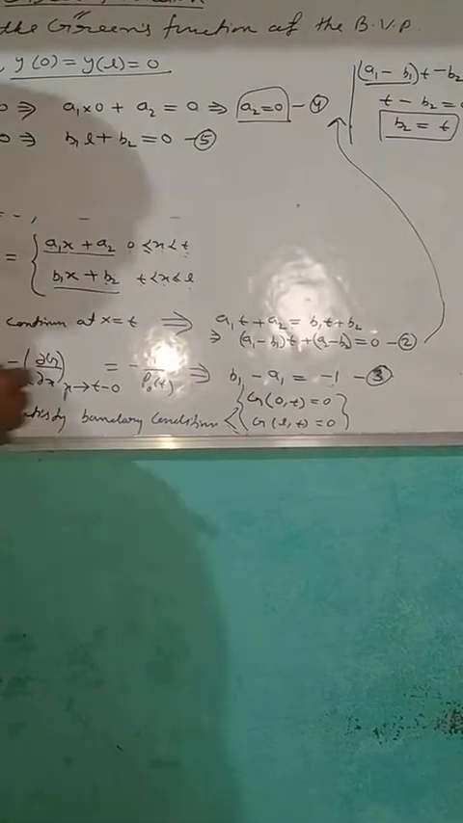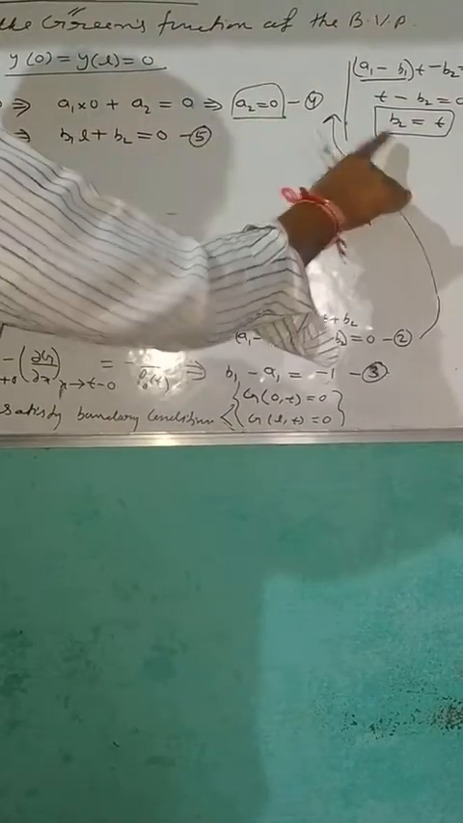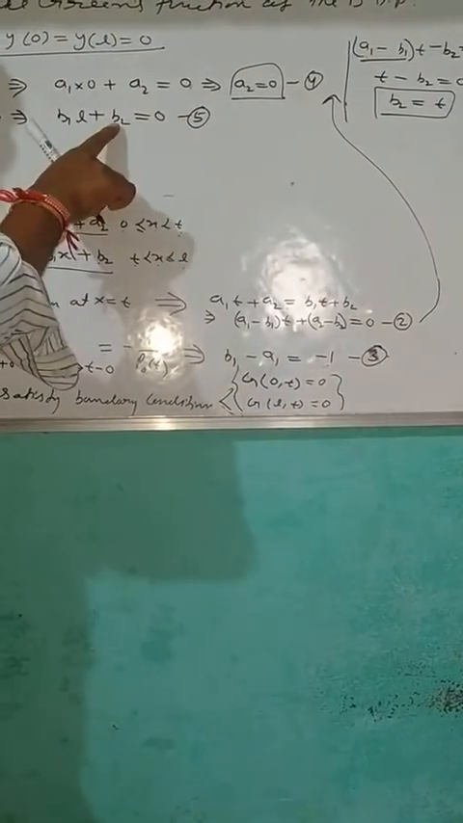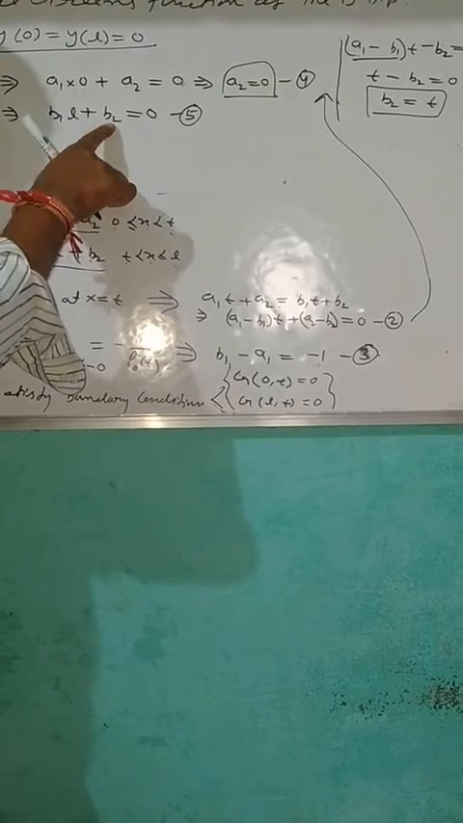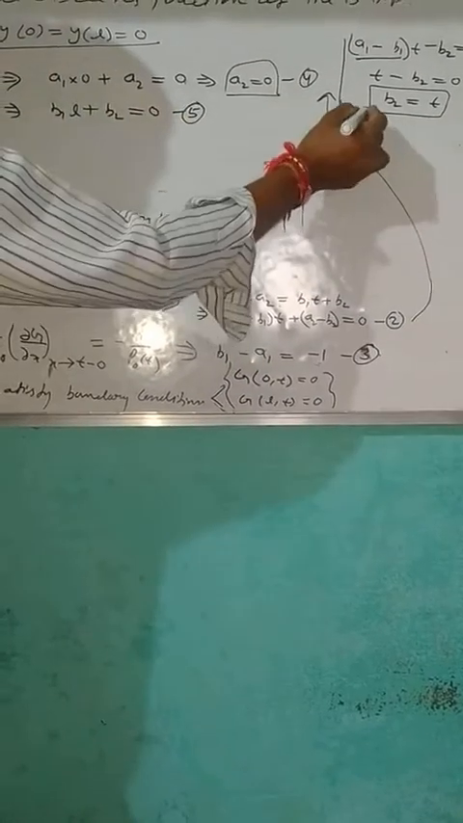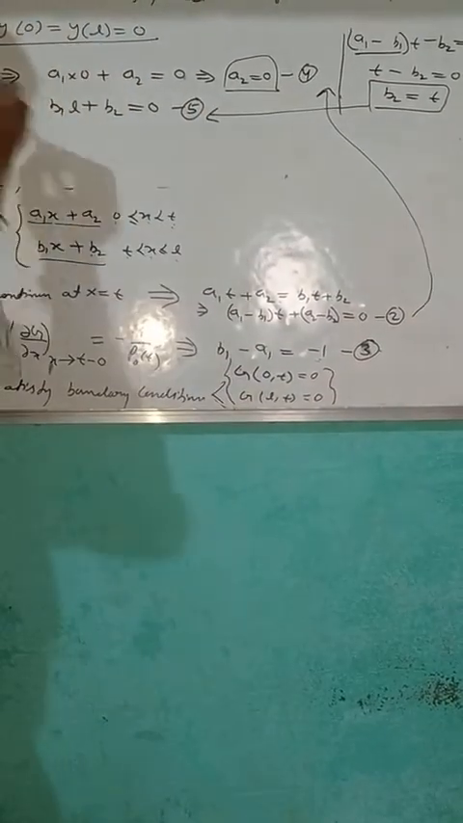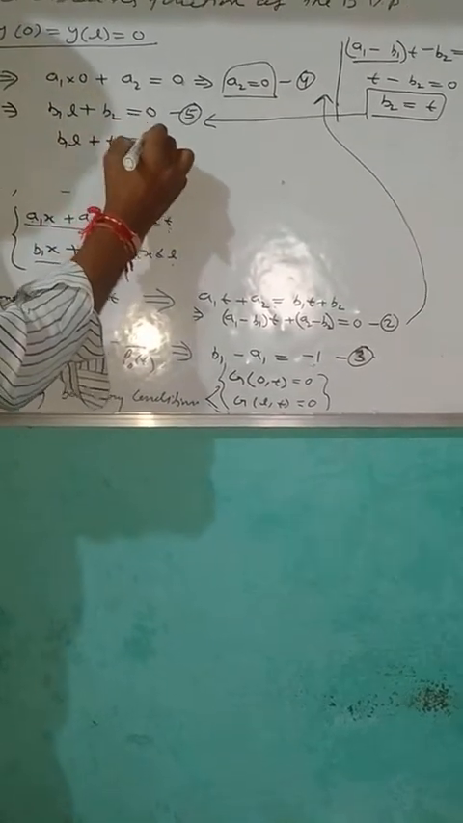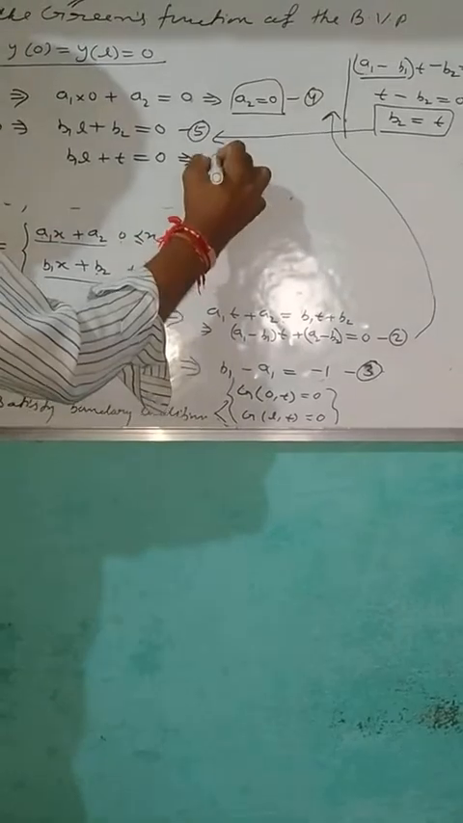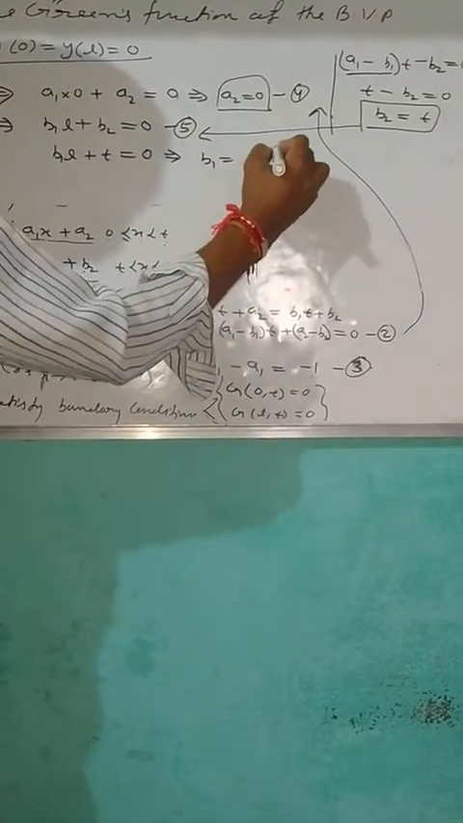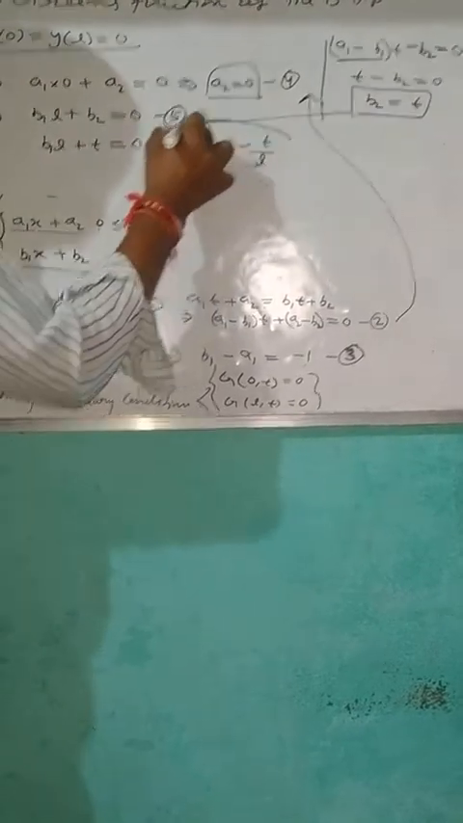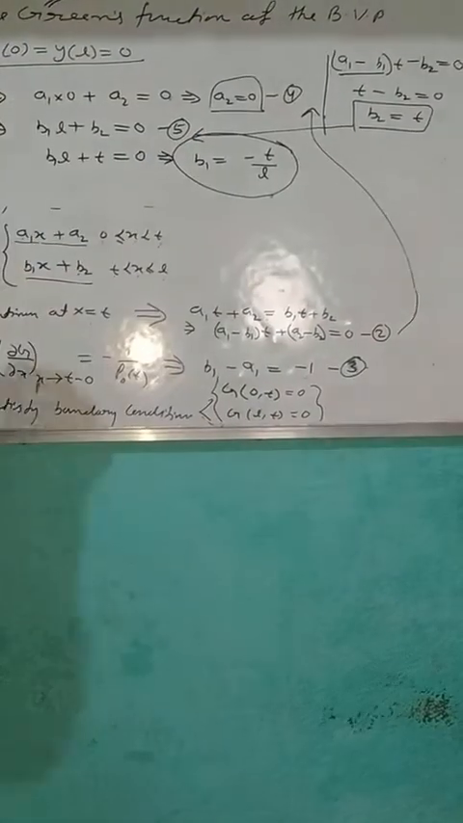And the third condition is we have the value of a2 and b2, and we can put the value of b2 from here, and we can find the value of b1 from this equation. Then this is applied in equation number 5. Then b1 L plus value of b2 is t equal to 0. It means the value of b1 equal to minus t upon L. This is the value of b1.